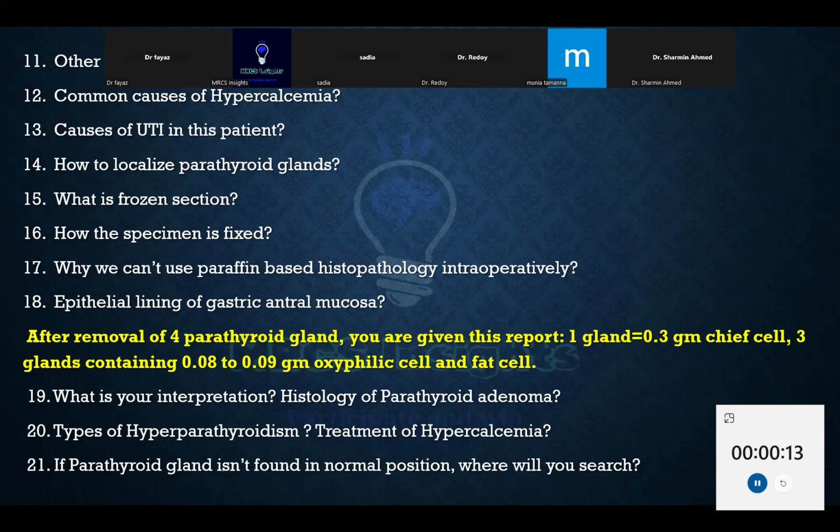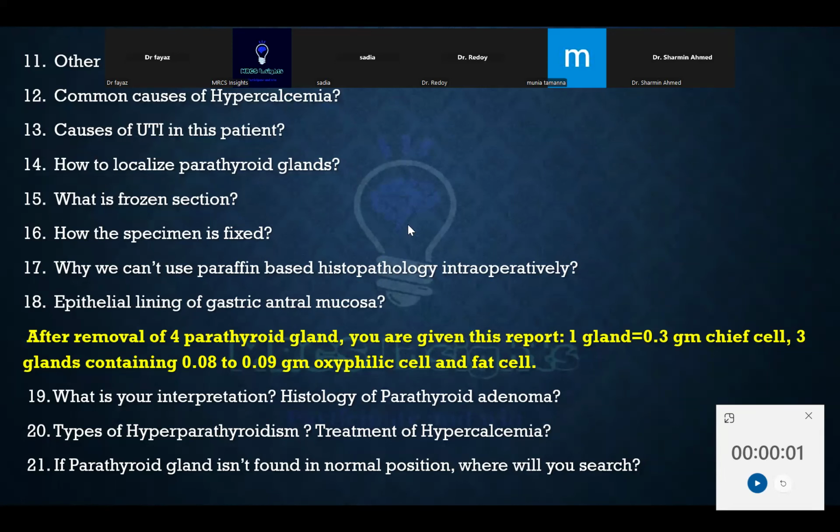Okay. Very good. Now tell me, what is frozen section? Frozen section is a pathological test. It's done intraoperatively. We are taking serial samples of biopsies to see the margin, and we are taking until the margin becomes free. That is called frozen section.